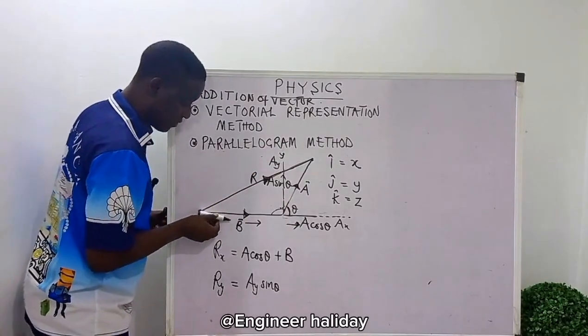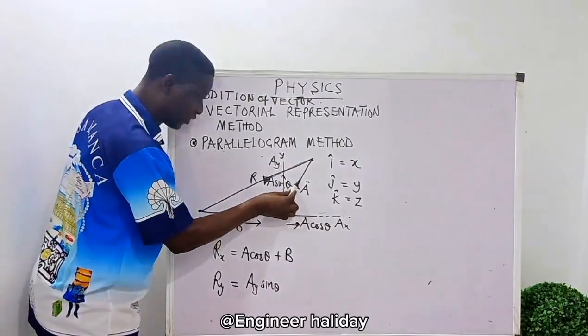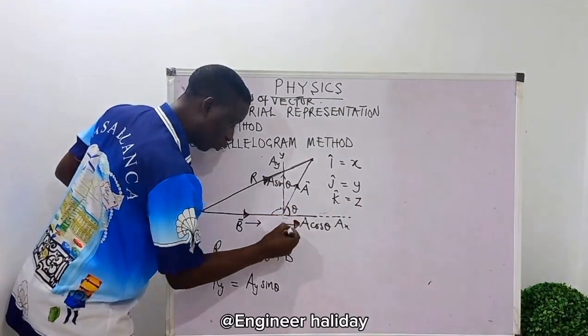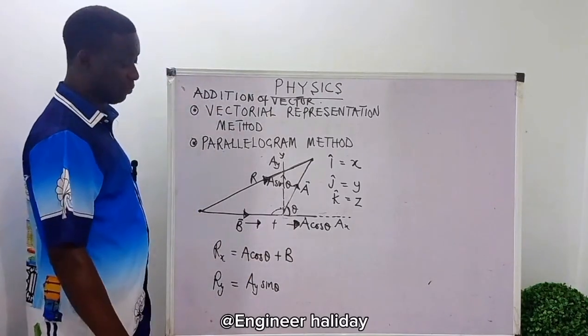But how many vectors do we have here? We have the b going that direction and the resolved a going in that direction, making two vectors going in that direction. And when two vectors are moving in the same direction, what you do is to add them together.